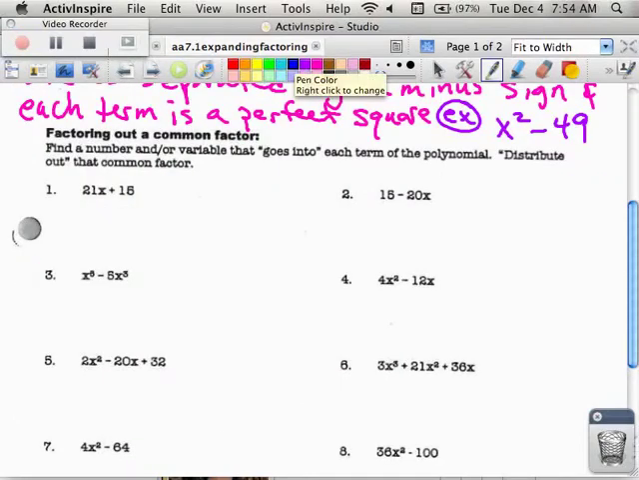In number 1, as I look at both the 21x and the 15, I ask myself what can divide into both the 21x term and the 15 term, and the answer is 3 goes into both of those. So 3 would be considered the common factor. Left over to produce the 21x and the 15, I would have to multiply by a 7x and a positive 5. And that's your final answer.